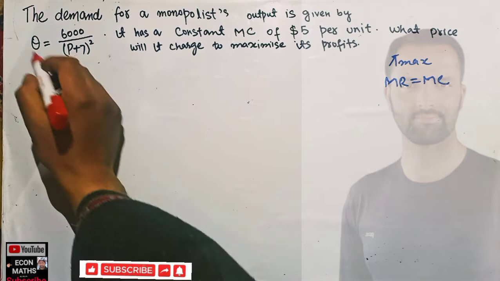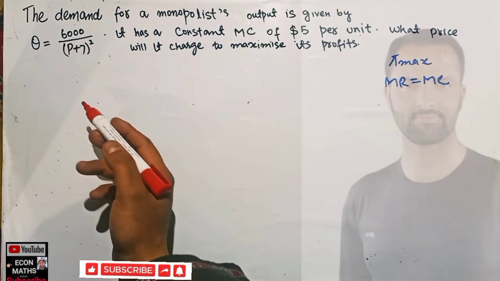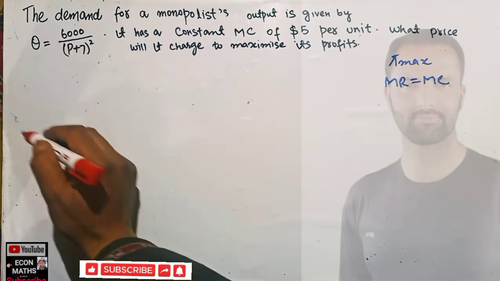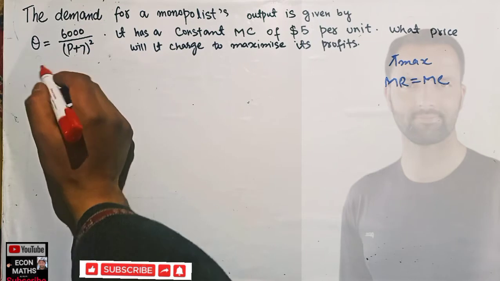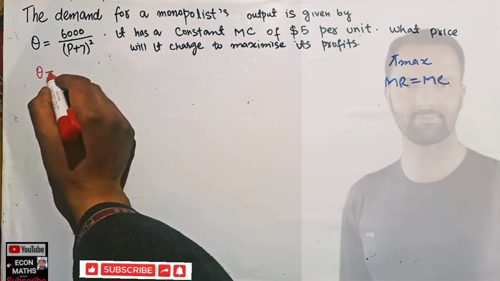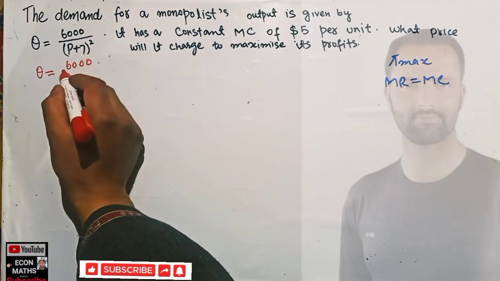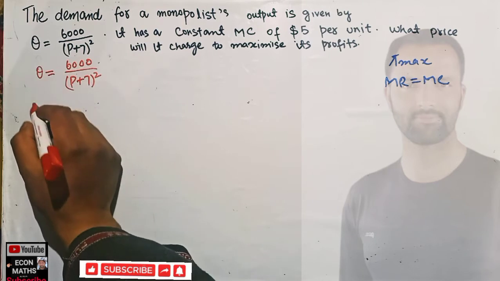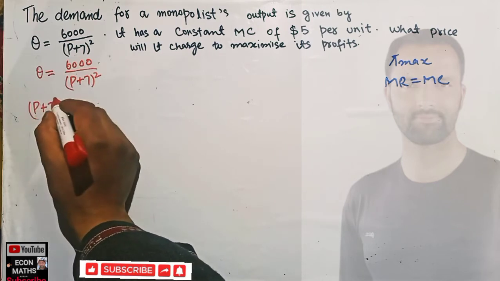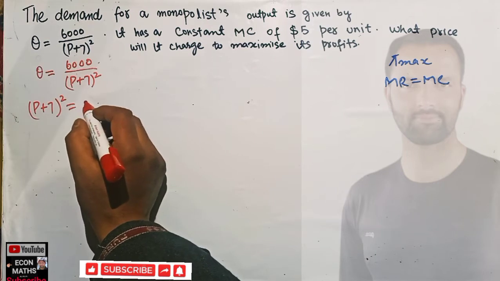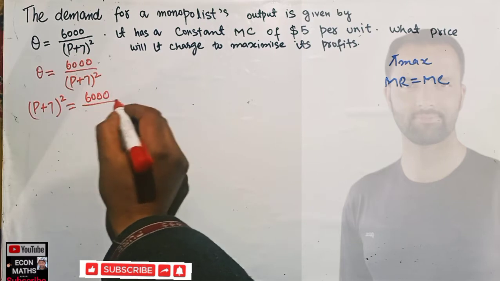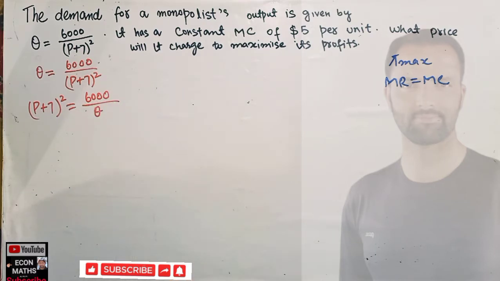We are being given a demand function Q is equal to this very thing. First we need to solve it for P, to get the inverse demand function. So how can we solve it for P? First we have Q is equal to 6000 upon (P plus 7) whole square. If we transpose this, P plus 7 whole square is equal to 6000 upon Q.